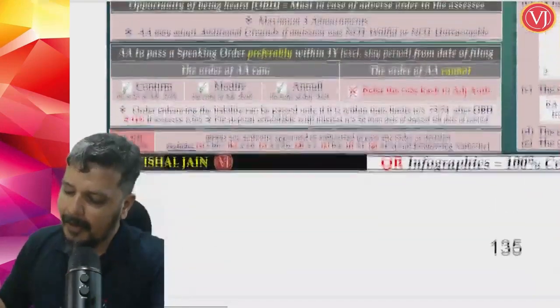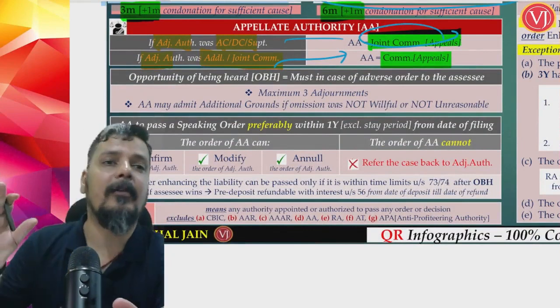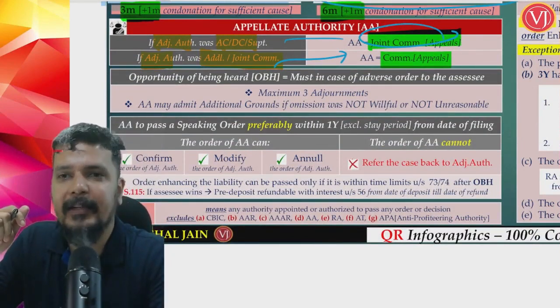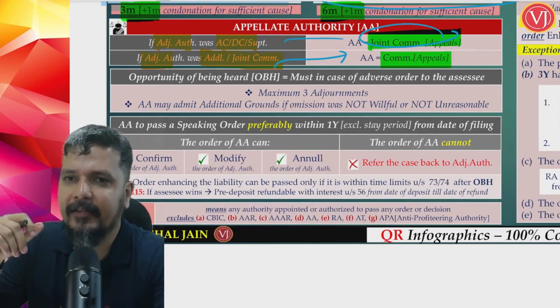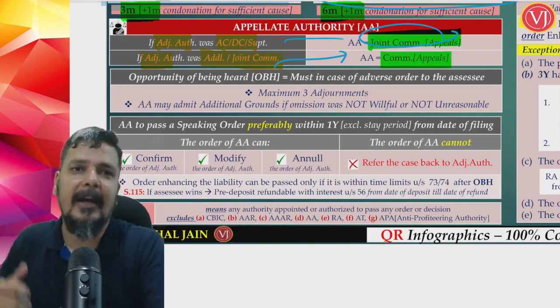Now, other differences that you have. In first appeals, there is no concept of cross appeals. If the assessee has filed an appeal, the matter will be heard. If the department has filed an appeal, the matter will be heard.